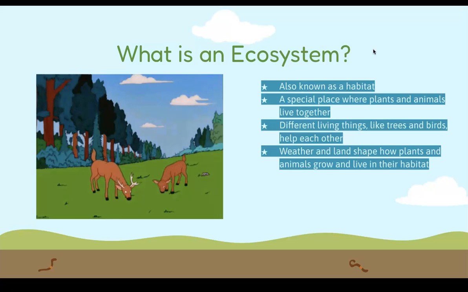This is also known as a habitat and is a special place where plants and animals live together. When different things live together, like trees, birds, and even these deer, they help each other and work together to live in this ecosystem. Things like weather, temperature, and land also shape how plants and animals work together and grow and live in their habitat, making them a part of the ecosystem as well.